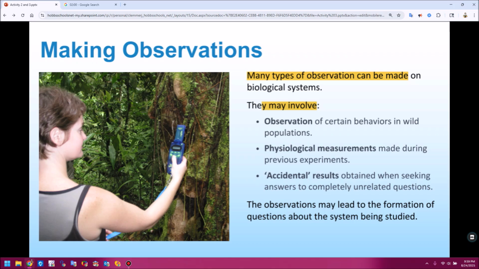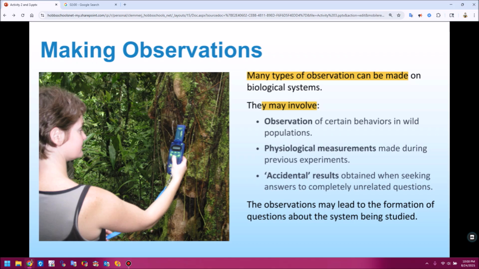Qualitative is descriptions using your senses. There are no numbers involved. So the leaf is green, the fish is swimming in circles, the truck is fast. Quantitative is observations, measurements using numbers or tools. The plant grew 3 centimeters. The water temperature is 25 degrees Celsius. She is 5 foot tall.